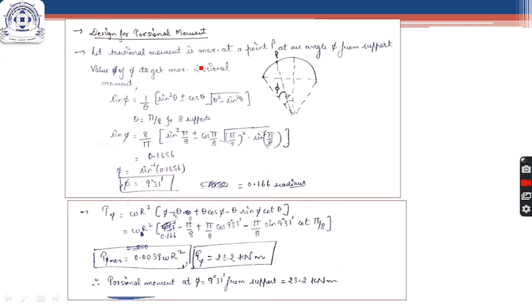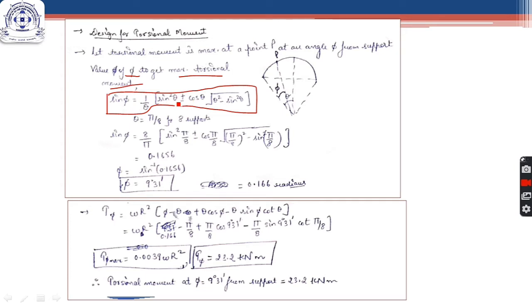So let torsional moment be maximum at a point P at an angle phi from the support. How will we get the value of phi to get maximum torsional moment? This is the expression used to calculate that. How we get this expression, I will not be explaining here. Now in this equation, sin phi, here phi will give you the angle, or the point, at which the torsional moment will be maximum.